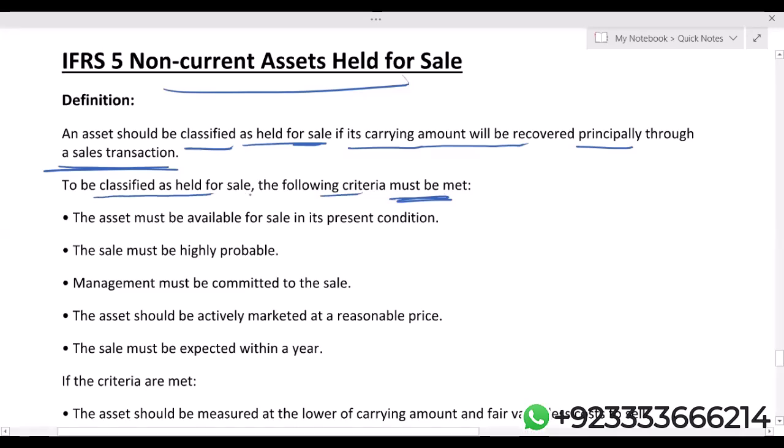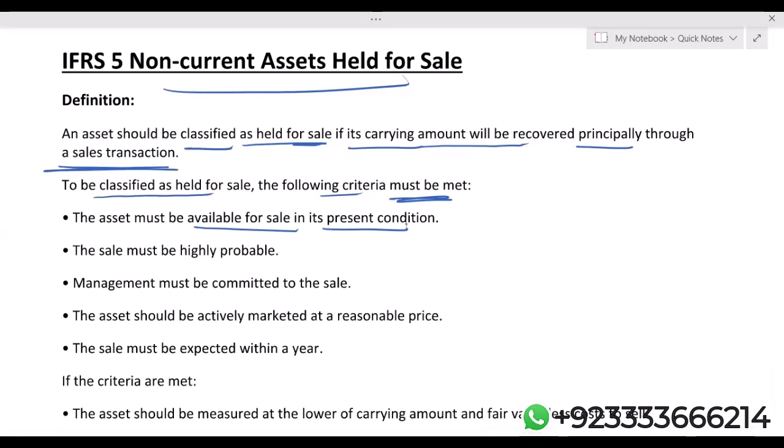To be classified as held for sale, the following criteria must be met. The asset must be available for sale in its present condition. This means if you want to sell a property, plant and equipment, let's say, and assuming you have given the advertisement, a buyer is there and they really want to buy the plant which you want to sell.